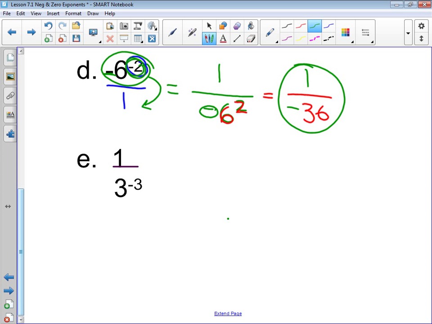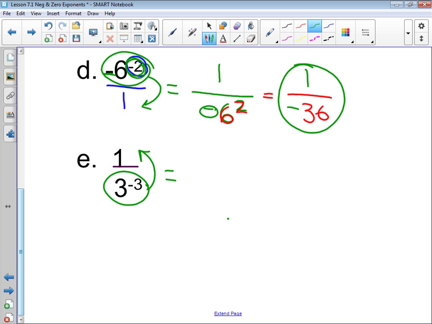And the last example, now I have a negative exponent, but instead of being on the top, it's on the bottom. But the same rule applies. Every time I have a negative exponent, I can move the number from the top to the bottom or from the bottom to the top. And when I do, I change the sign of the exponent.